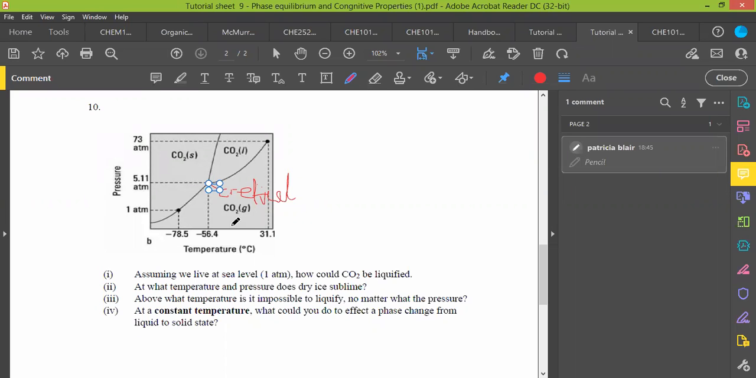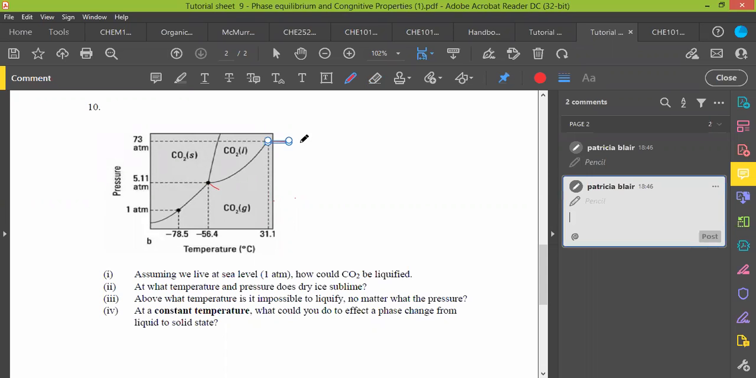The pressure and the temperature at which that happens are called the triple point pressure and temperature. Not critical, sorry, that's the triple point. This is a triple point. The critical point is that particular point there.